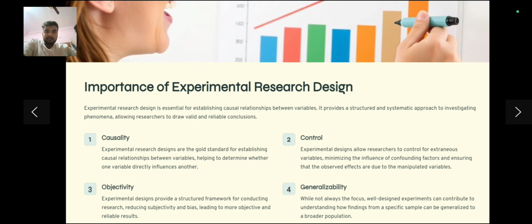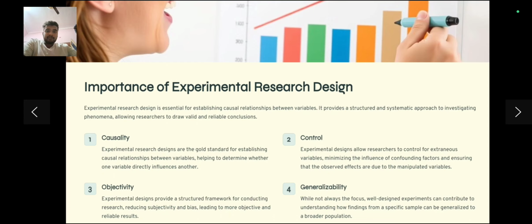Causality. Experimental research design is the gold standard in establishing causal relationships between variables, helping to determine whether one variable directly influences another. Control. Experimental designs allow researchers to control for extraneous variables, minimizing the influence of confounding factors and ensuring that observed effects are due to manipulated variables.